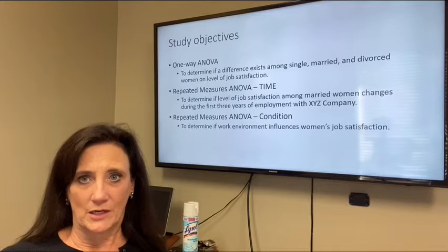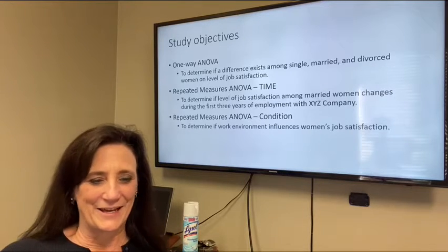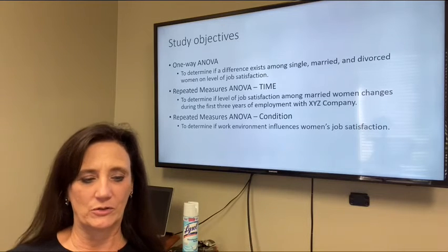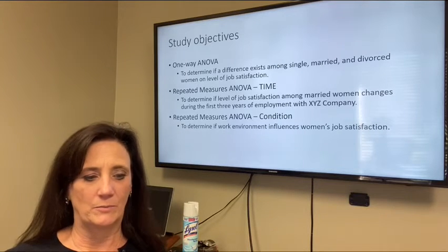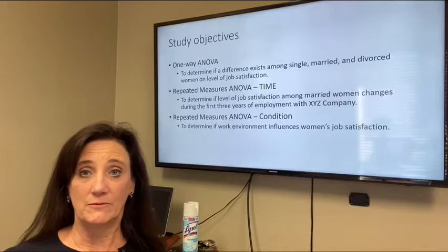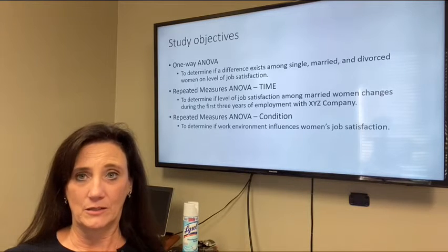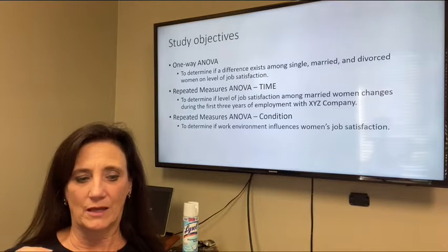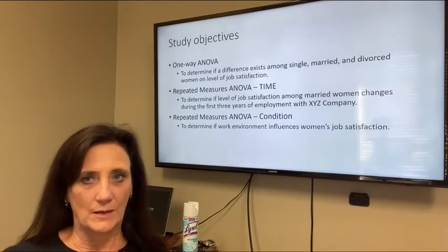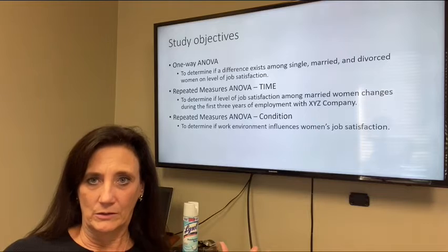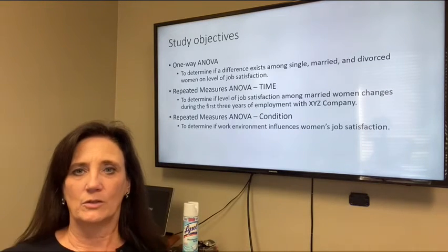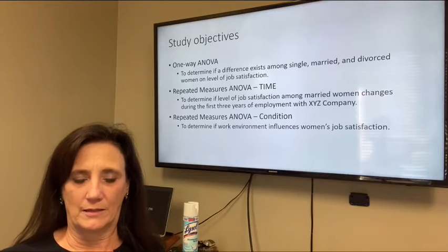Okay, study objectives are really, I think, easy this time because they match with the previous examples we just looked at. The one-way ANOVA to determine if a difference exists among single, married, and divorced women on level of job satisfaction. If you need to, stop the video, go back and look at the picture, come back and read the objective, get it clear in your mind how those 2 connect.